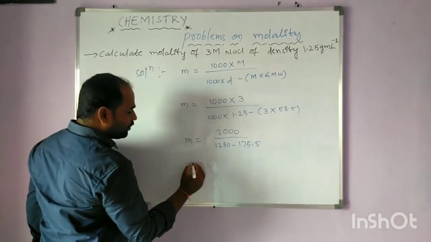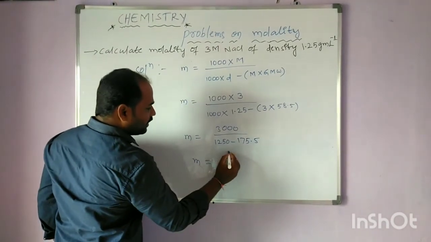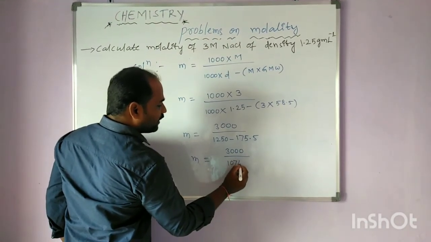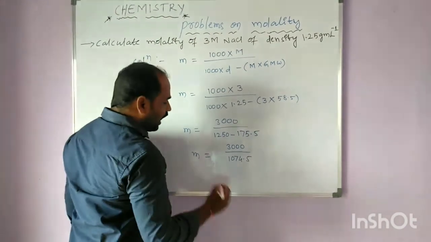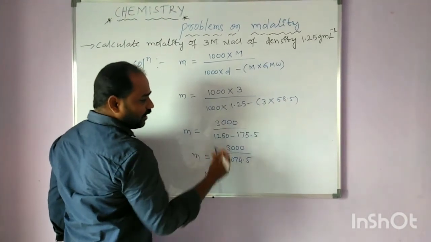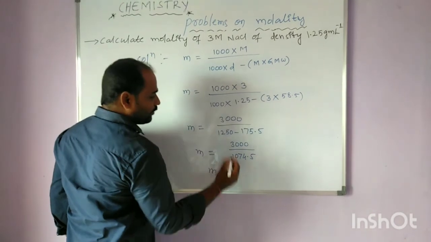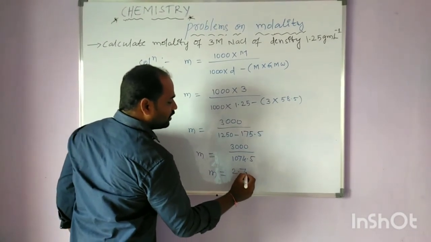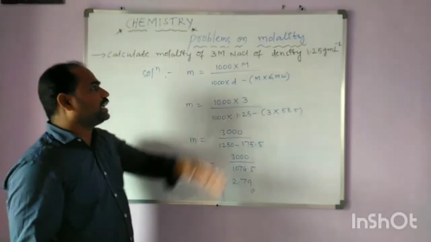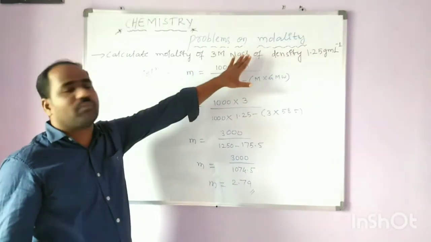175.5. On simplification we get 3000 by 1074.5. On final simplification we get the answer: the molality of the solution of the given problem is 2.79. Okay, this is the molality problem based on the concept of molality.